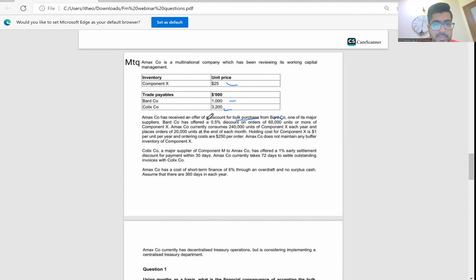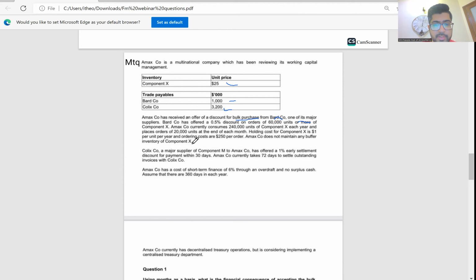Okay, so Amex has received an offer of a discount for bulk purchases from BART company, one of its major suppliers. BART has offered a 0.5% discount on orders of 60,000 units or more. So remember, I told you "or more" has no sense. So BART has offered a 0.5% discount on 60,000 units of component X. Amex currently consumes 240,000 units each year. So demand is 240,000 units and it places an order of 20,000 units at the end of each month. So you place an order of 20,000, but it has offered a discount of 0.5% if you order 60,000.